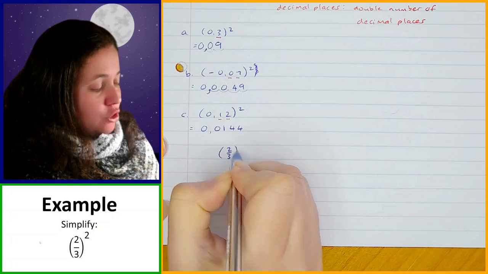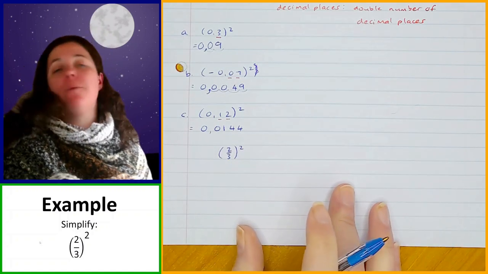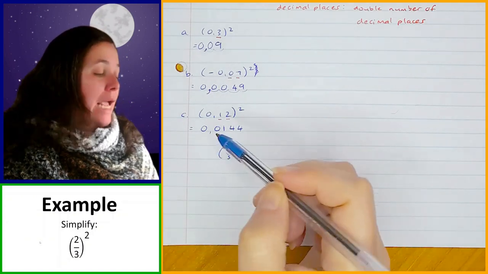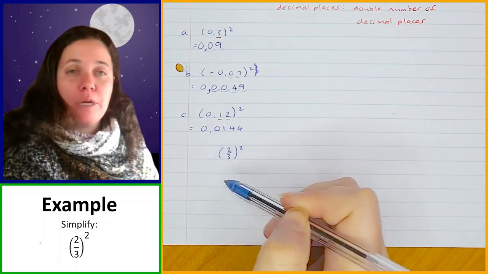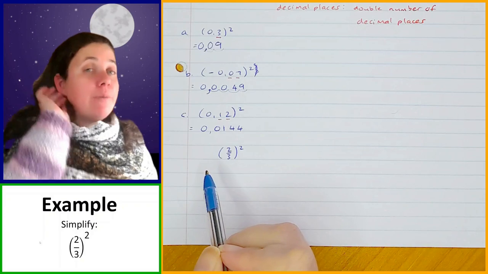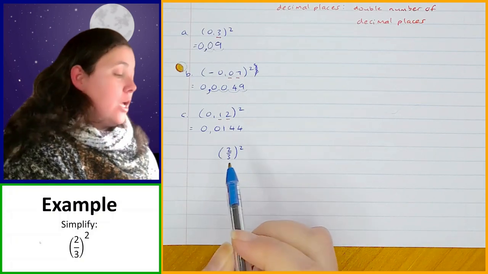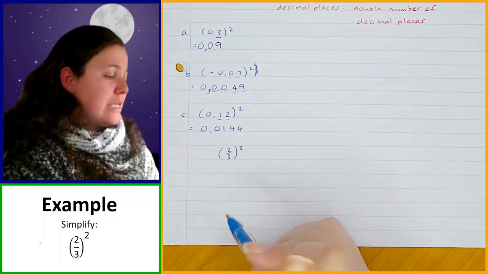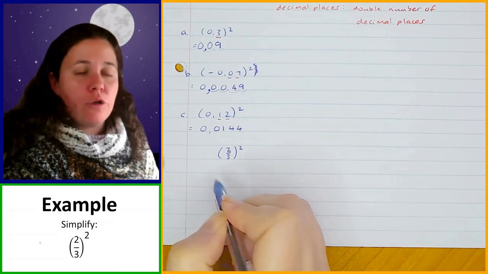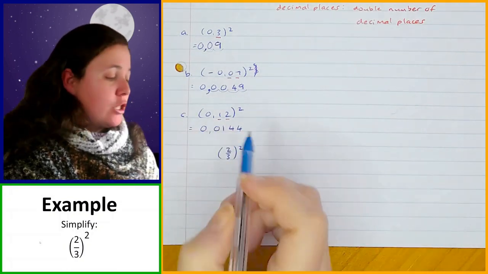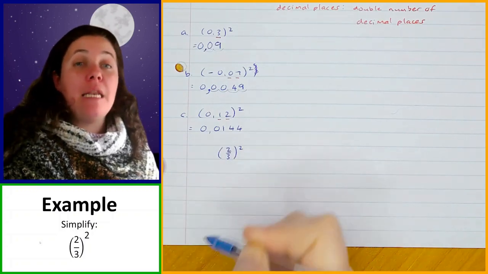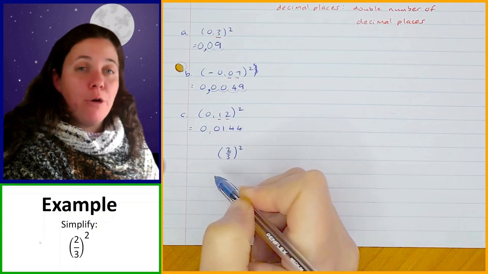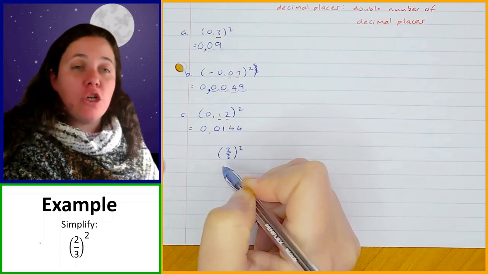Okay, so now we know what to do when we're squaring decimal fractions. With common fractions, we need to make sure when we square it that we square everything in that fraction, okay? But it has to be in the form of a common fraction. It can't be a mixed fraction, okay? So it can't have a number in front like that, or it can't have pluses and minuses. I have to make sure that I just have one fraction in there, and then I can square.